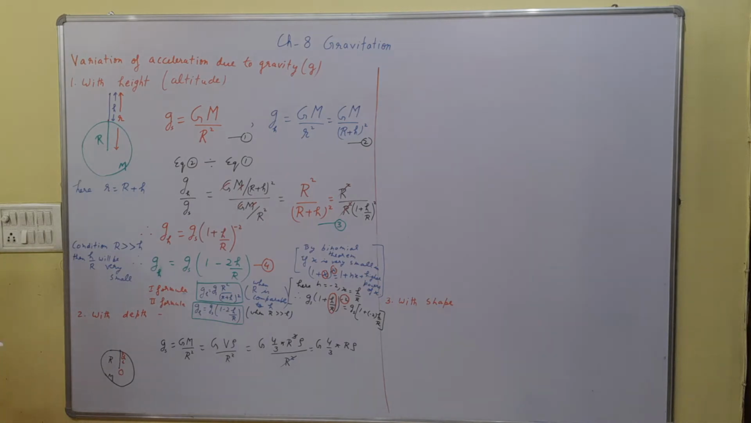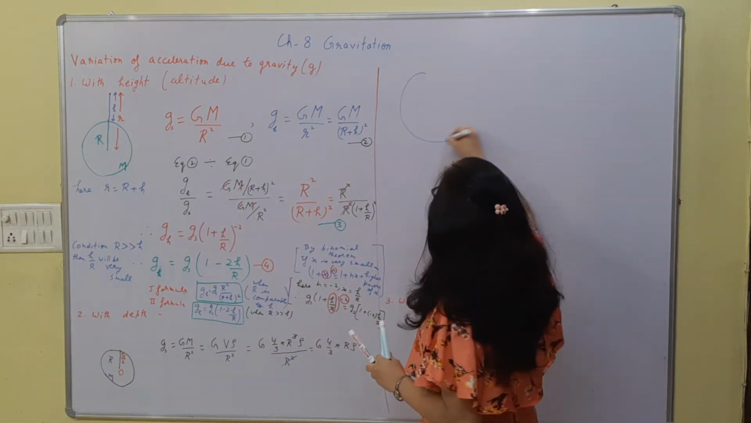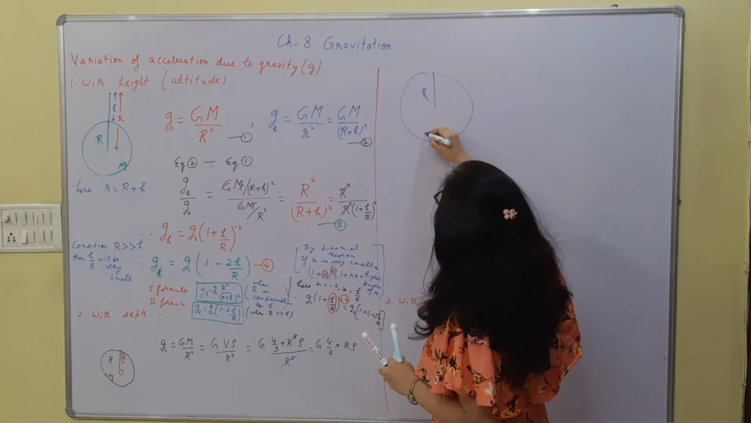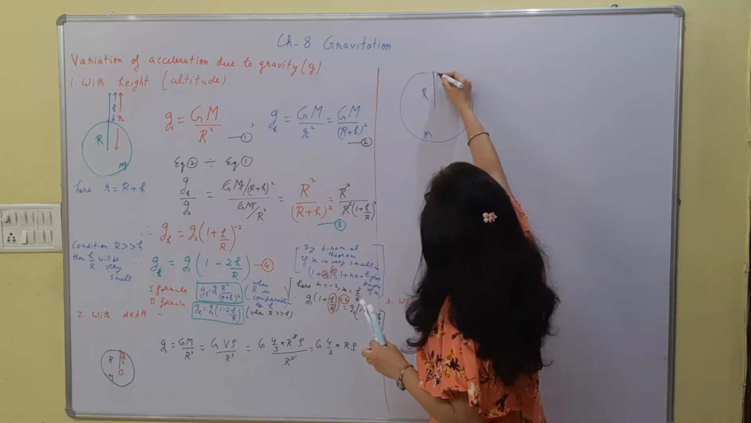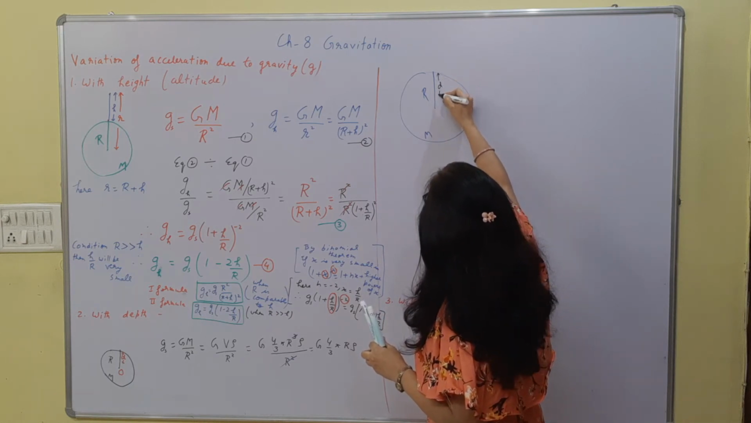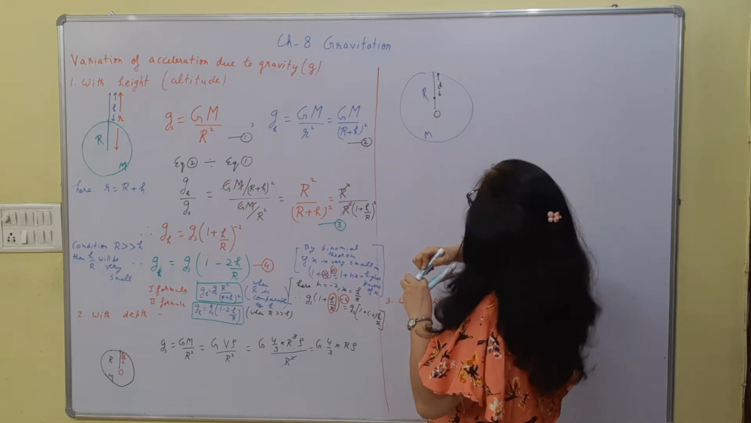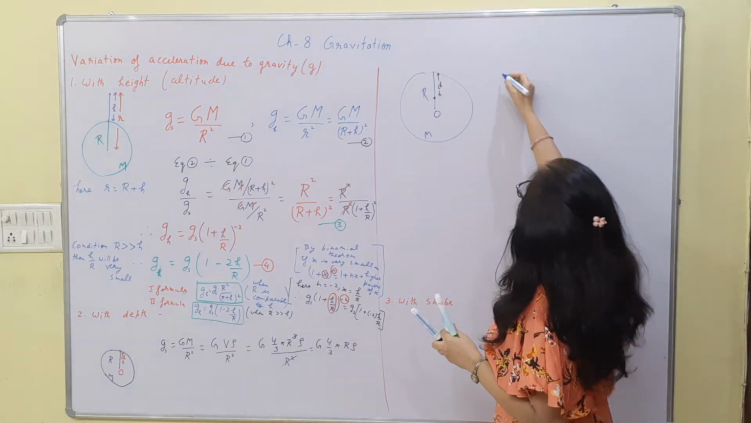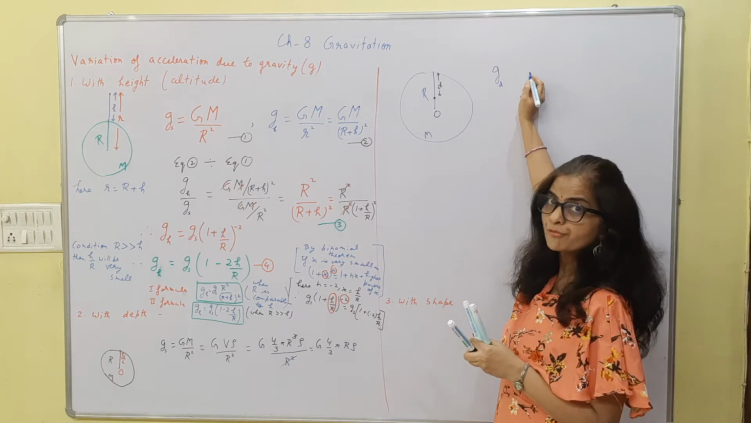Now if we are writing about the depth, let me redraw a bigger diagram here. This was capital R. M is the mass of the earth. This is the depth. I am talking about this point. This is the center. So when the body is here at this point, what will be the g at depth? This is what we have to find.